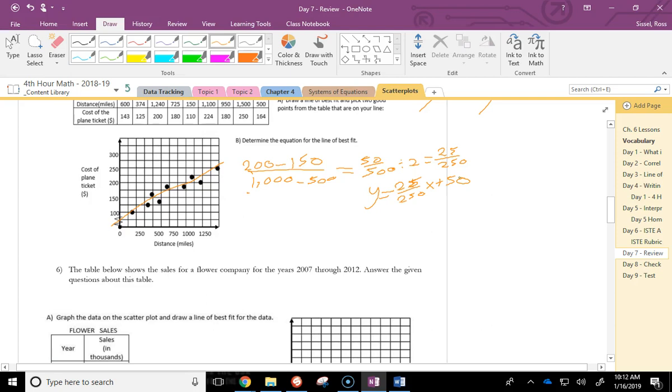Okay, so you gotta do y2 minus y1, so that's 200 minus 150. You gotta do x2 minus x1, which is 1000 minus 500, and then you get 50 over 500. And then you have to divide by 2, so it's 25 over 250. And then that's your slope, so then you do y equals 25 over 250 x plus 50.